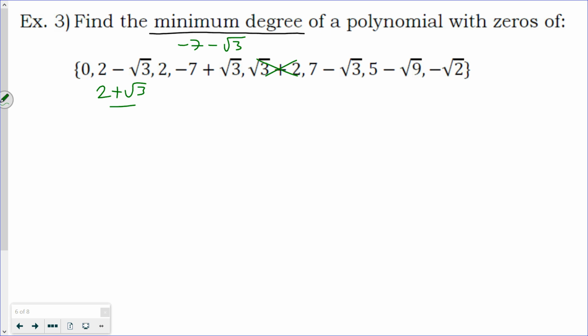Next, I have 7 minus root 3. That's still in that irrational form we talked about. So you have 7 plus root 3.